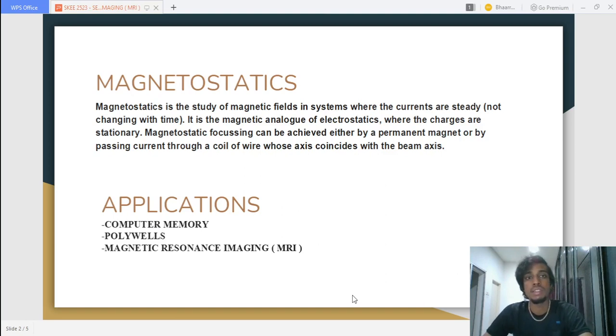Magnetostatics focusing can be achieved either by a permanent magnet or by passing current through a coil of wire whose axis coincides with the beam axis. These are some of the applications that use magnetostatics. First, a small part of electromagnetism is used for the computer memory in every computer. Next is polybells, and the third one is magnetic resonance imaging, MRI. Another natural use of magnetostatics is lightning.